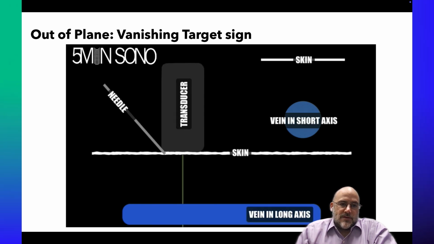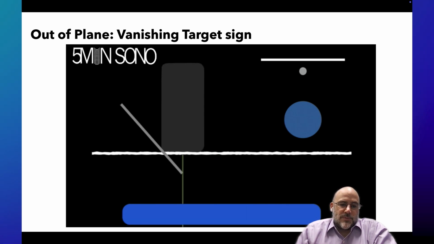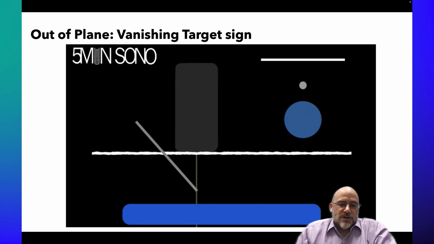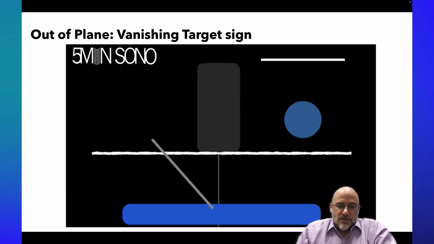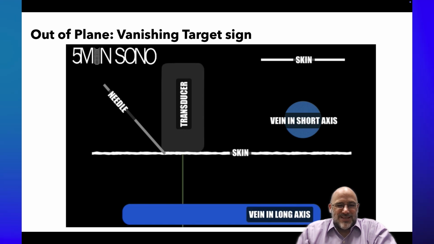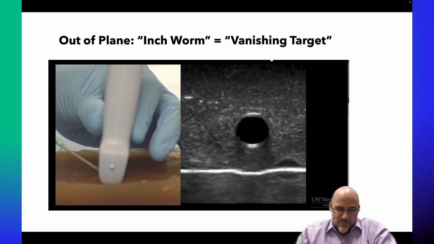And that's the vanishing target, or the inchworm technique, where we want to move that transducer as soon as we see that needle at all. Move that transducer, and you don't need to take as big steps as they're taking there, but we're moving that transducer as soon as we see that needle.